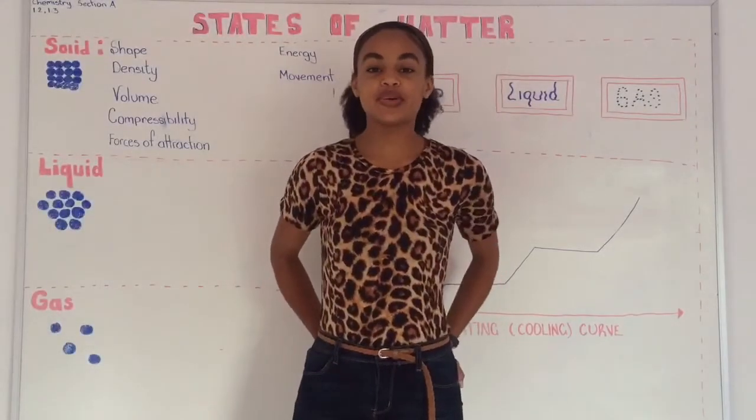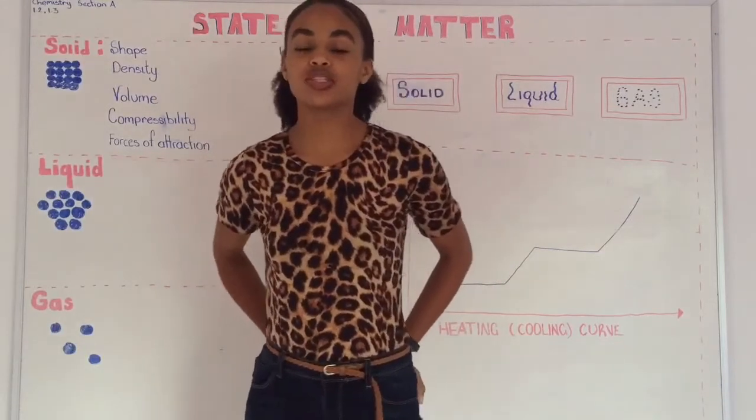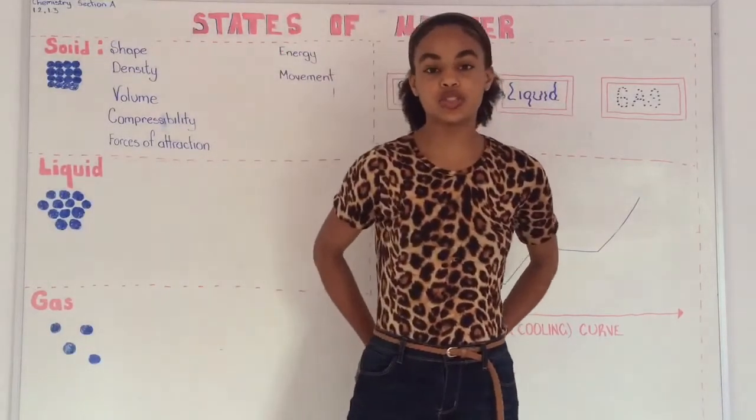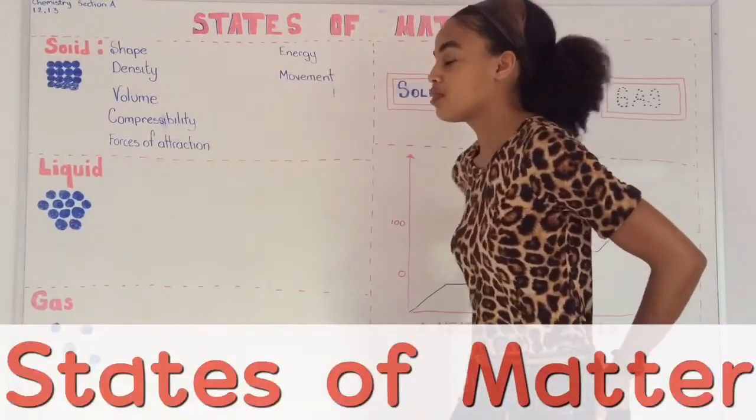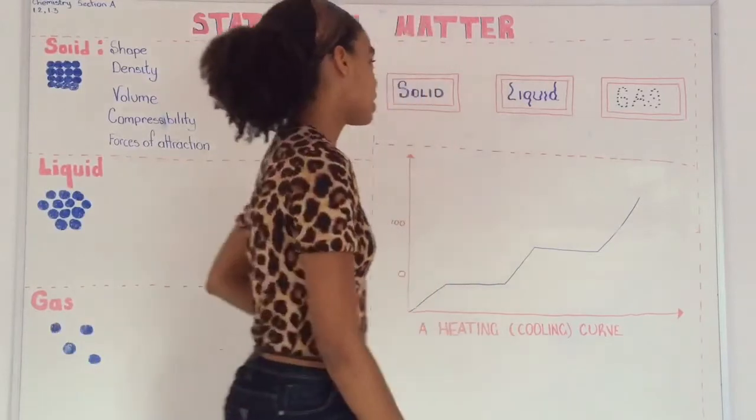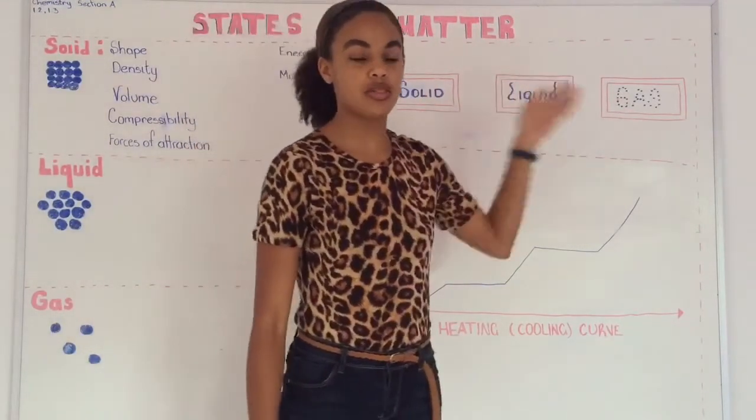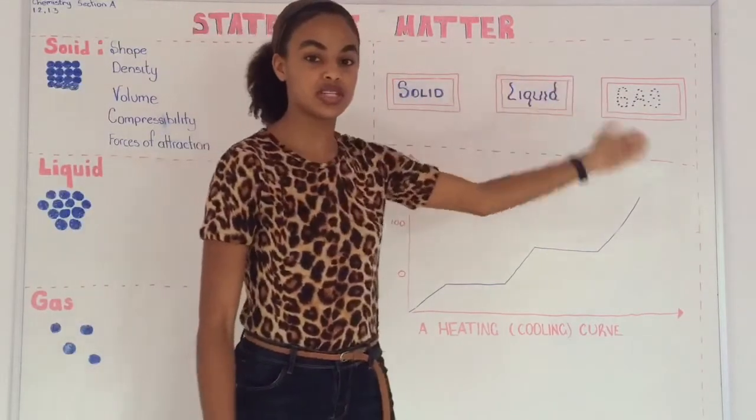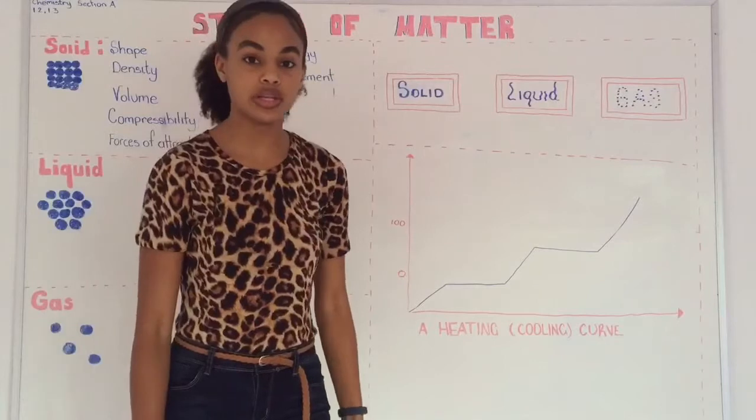In this series we'll be looking at the chemistry syllabus. Today we're starting with 1.2 and 1.3 in the chemistry outline, and this topic is the states of matter. First we'll be looking at the different states of matter, then we'll be looking at the process by which each is converted to the other, and finally we'll be looking at the heating or cooling curve.